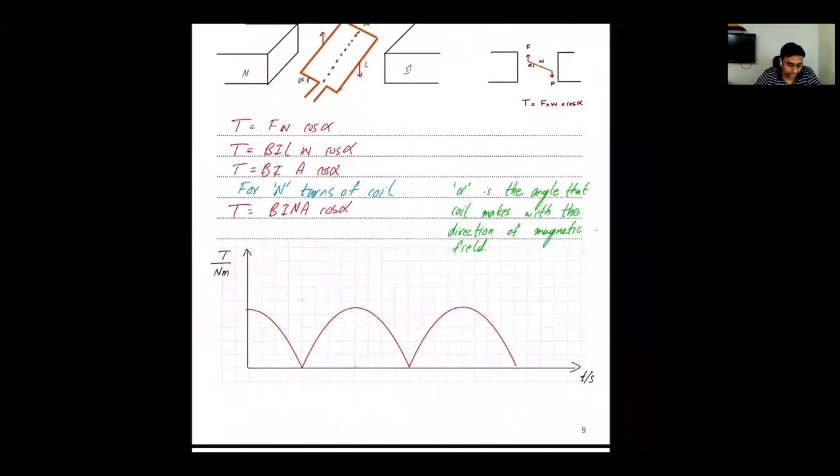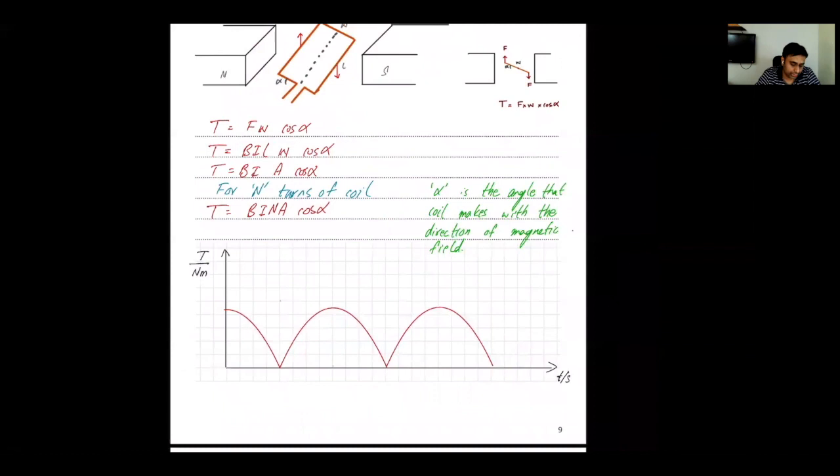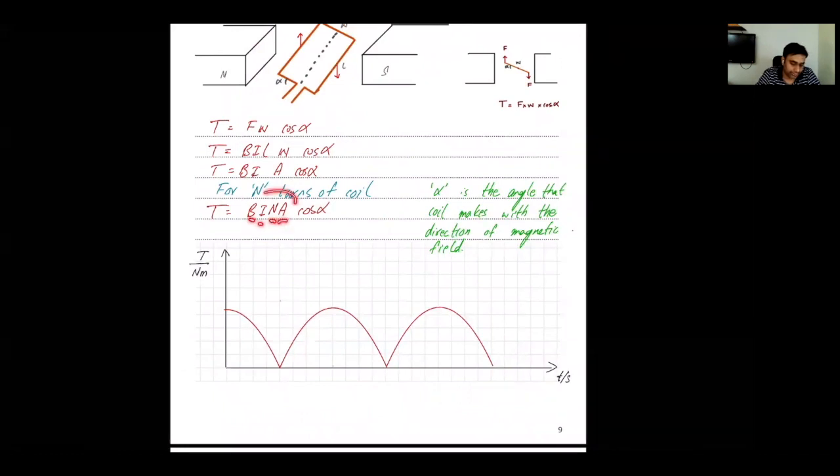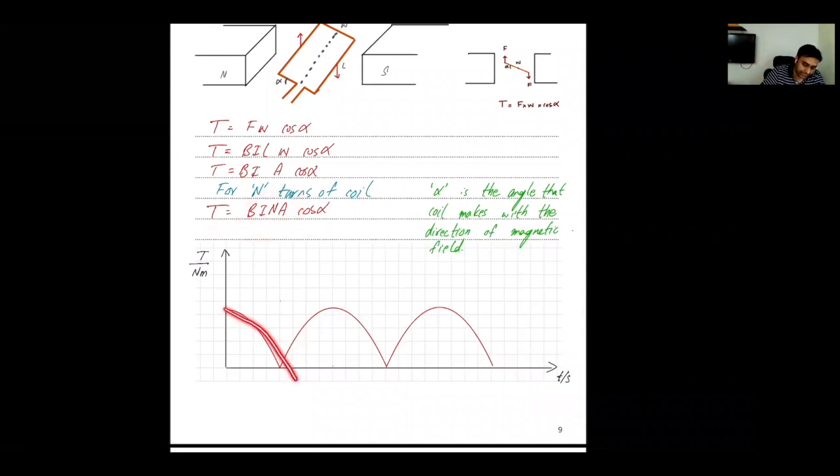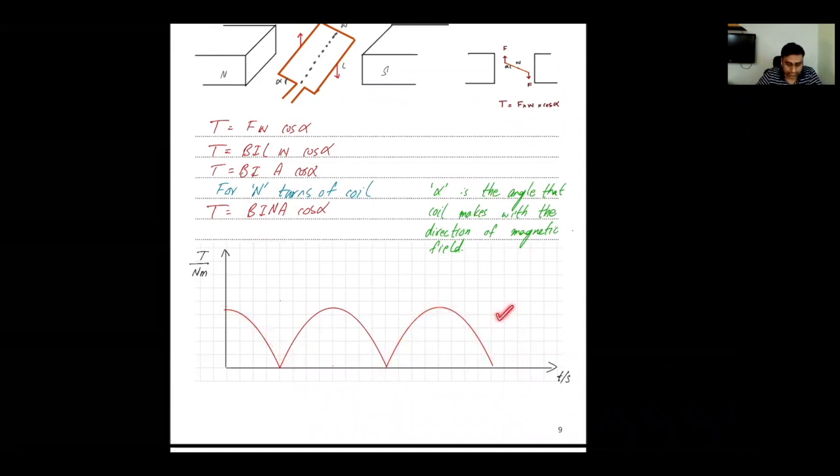Now, if you look at the variation of torque, B, I, N, and A are all constant. The torque is basically a cos alpha function. So it should be forming something like this. This is how it should have been like. This is a cos function graph. But the overall result is not a cos function graph, it's a modulus cos function graph.